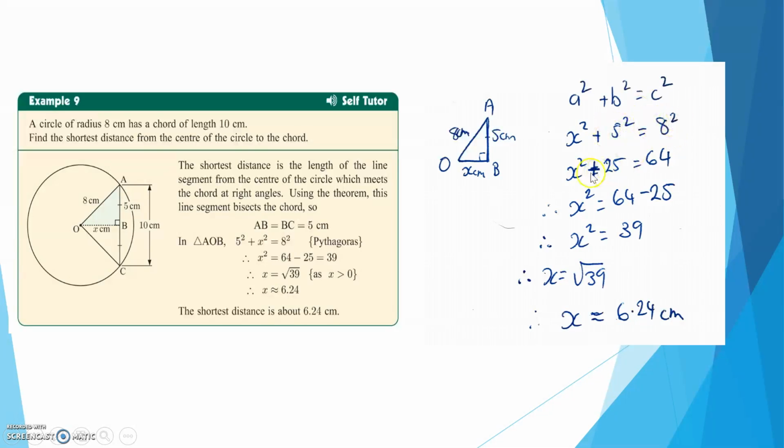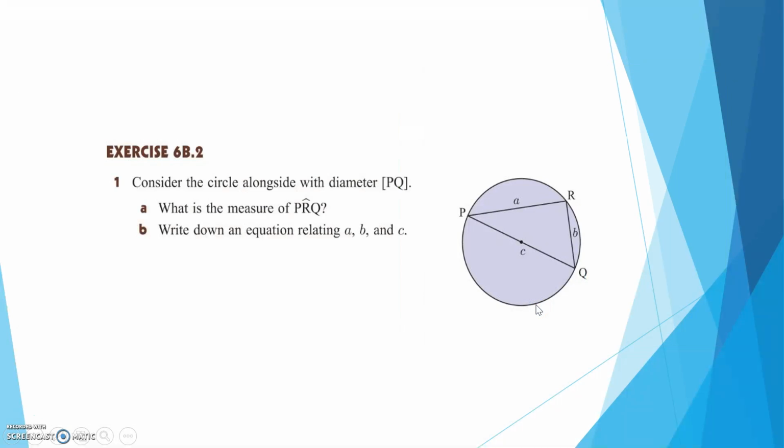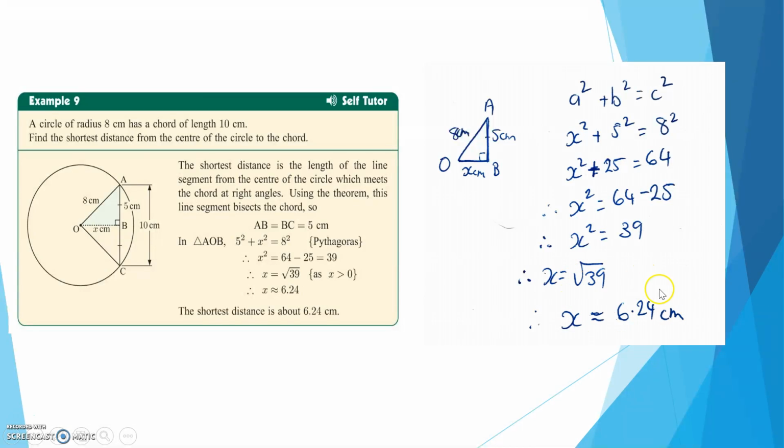If we simplify those, we're going to get x squared plus 25 equals 64. If we rearrange that equation, we're going to get that x squared equals 64 take 25. So therefore x squared equals 39. x will equal square root of 39. And in this case, we go for finding the square root of 39, which is 6.24 centimetres. And that's how you do that question.